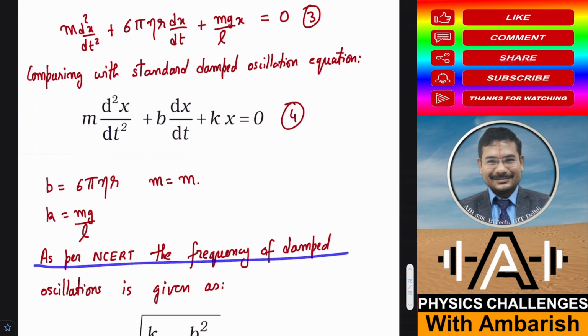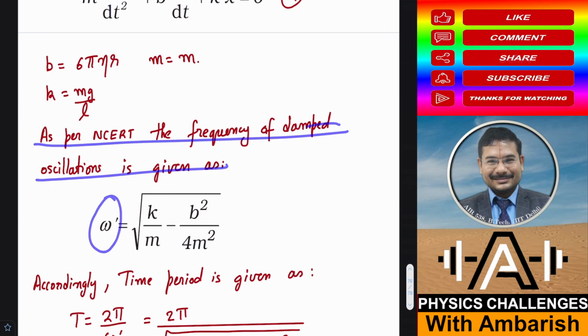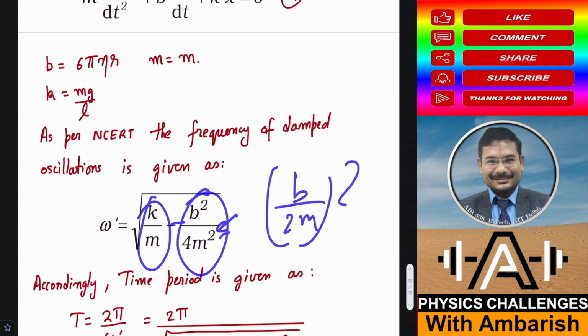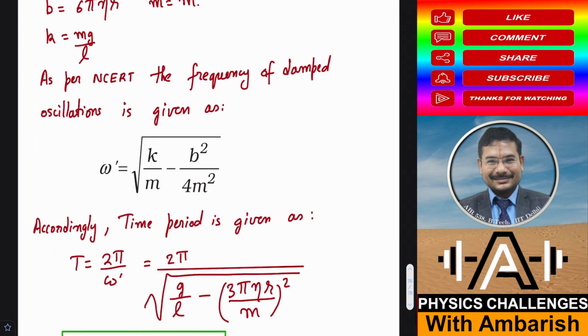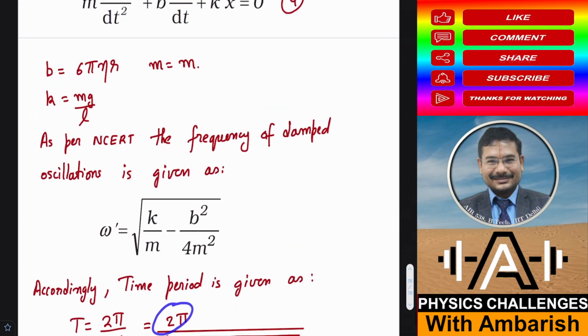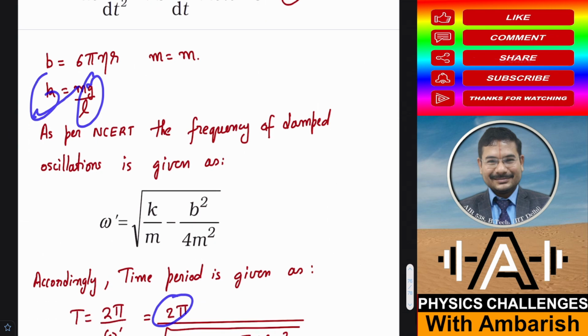And as per NCERT, the frequency of damped oscillation, omega prime, that's angular frequency, is under root of K by M minus B square by 4M square, which is also B upon 2M whole squared, you can say this term. And accordingly, time period will be given as 2 pi by omega prime, which is 2 pi by, in our case, K by M. So K by M becomes g by L.